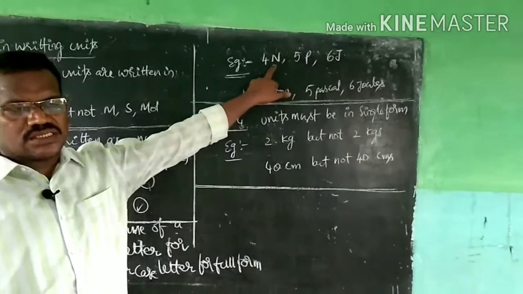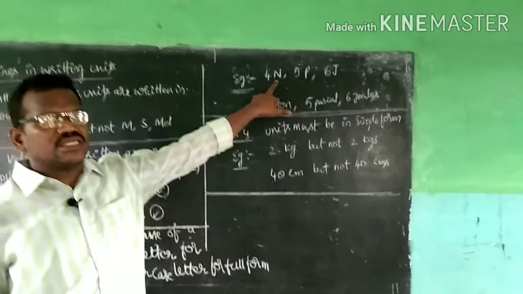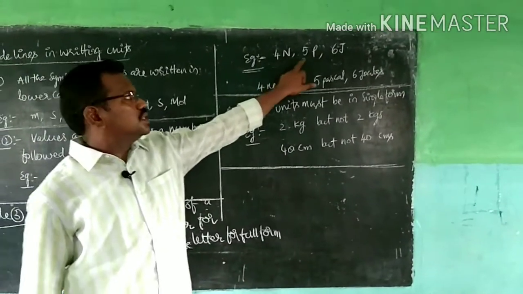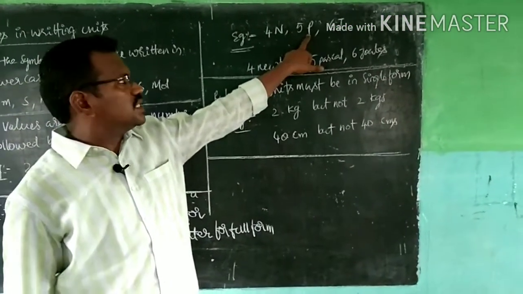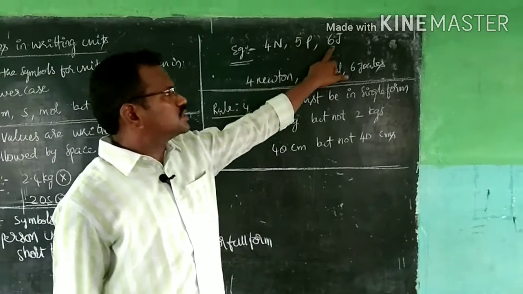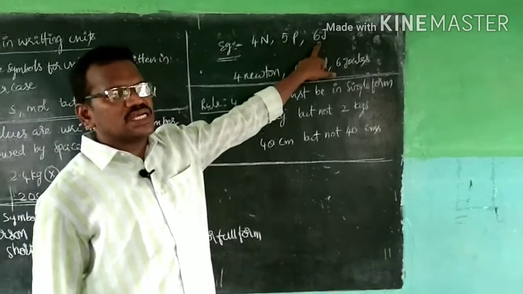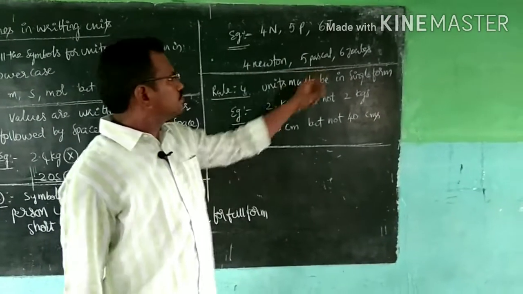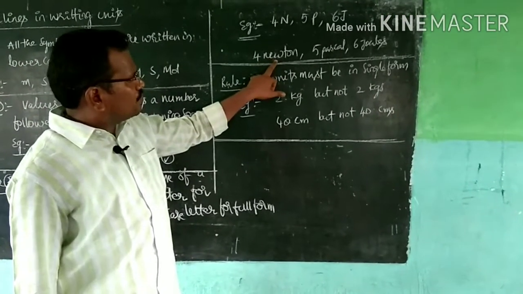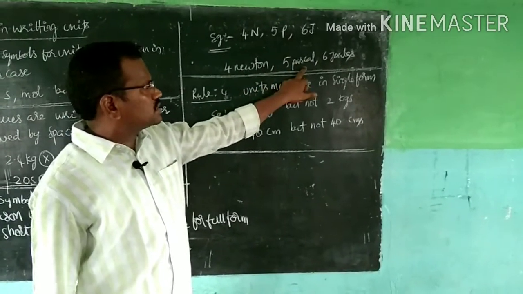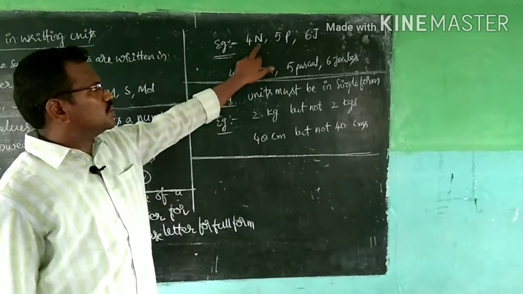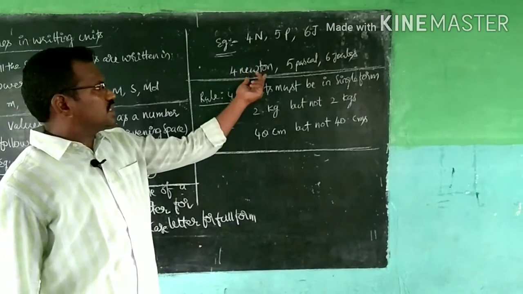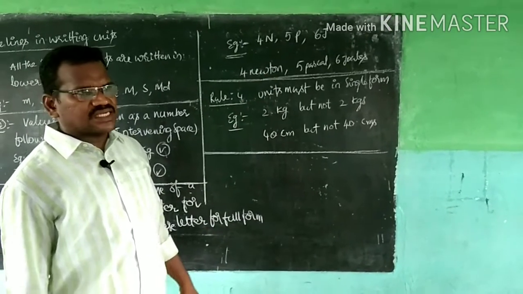4 newtons. Newton is the SI unit of force. 5 pascals. Pascal is the SI unit of pressure. 6 joule. Joule is the SI unit of work. Here also 4 Newton, here also 5 Pascal, here also 6 joule. The difference is, here I wrote in the singular form, here I wrote the complete name of the scientist.